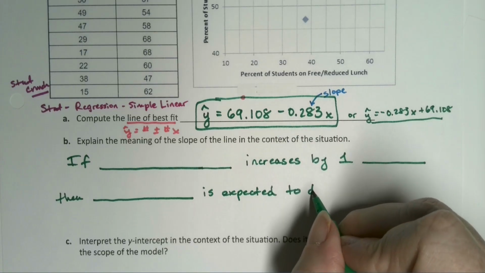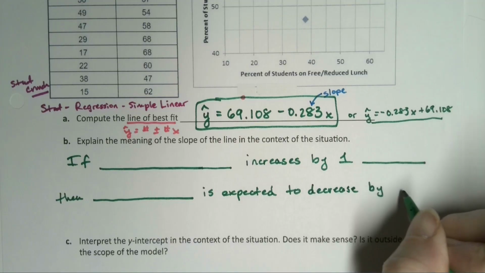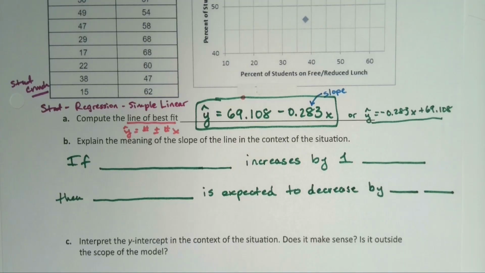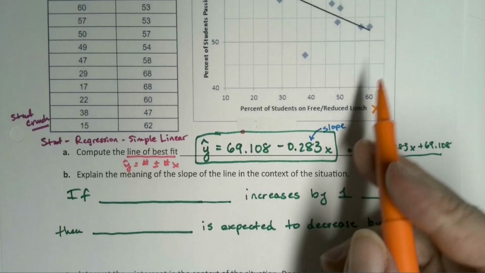So we're going to put decrease on this one by blah units. Okay, so let's label everything. X. X was this percent of students on free reduced lunch, and it really pays to label this.